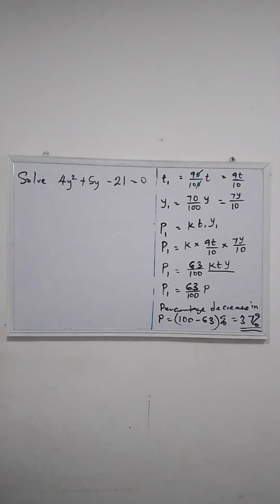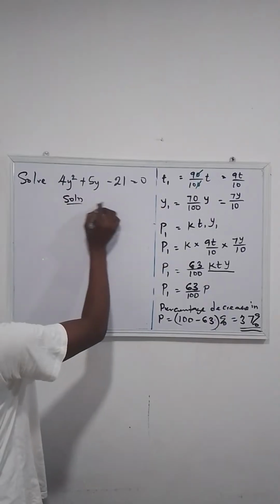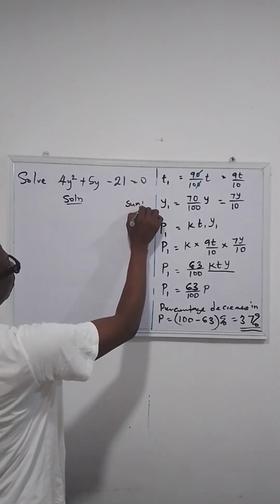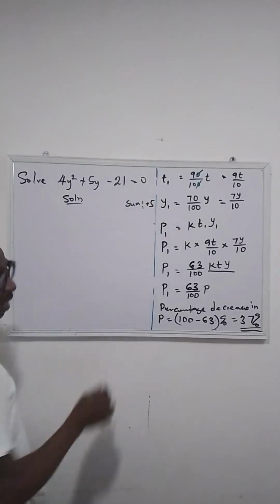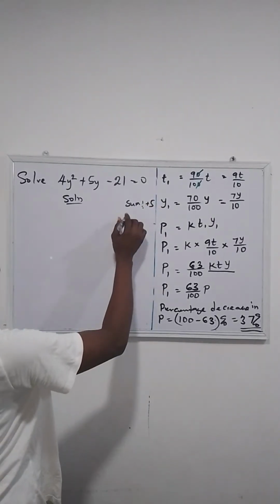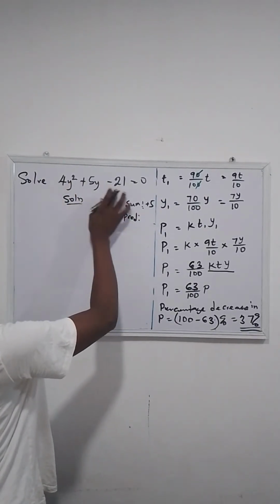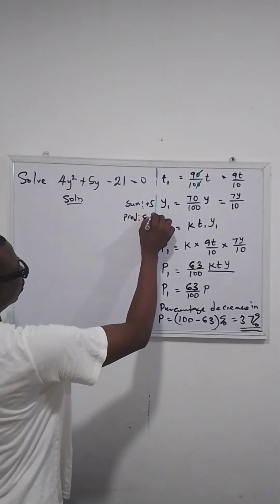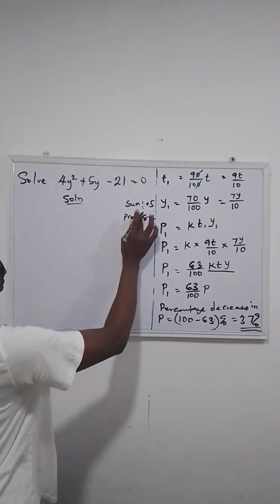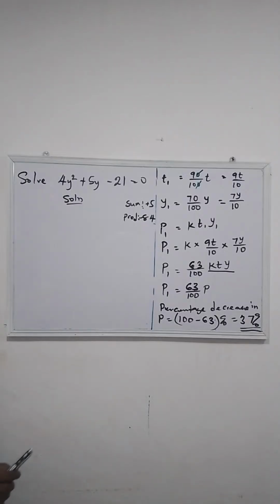Now to solve this is very easy. All we just need to do is to identify the sum and the product. Okay, so here, what is the sum and what is the product? Sum is the coefficient of y, and that is plus 5, right? And what is the product? The multiplication of this and this. So what is it going to give us? That's negative 84. Right, 4 times negative 21, that's negative 84.